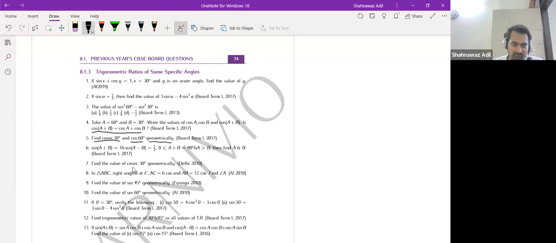And find the value of cosec 30 geometrically. Find the value of sec 45 geometrically, sec 60 geometrically. So this is a repeating question, right? This was asked in the 2010 Delhi board term. This has been asked recently in board exam. Okay, so I guess this is an important question, right?